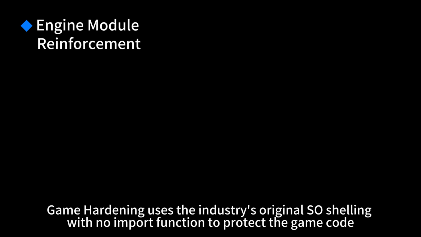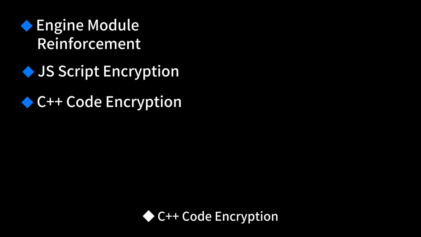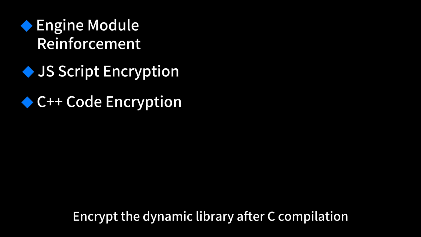Engine module reinforcement. Game hardening uses the industry's original SO shelling with no import function to protect the game code from being analyzed and prevent further operations by hackers. JS script encryption. Use a high-strength algorithm to encrypt JS scripts and prevent hacking scripts by hook. C++ code encryption. Encrypt the dynamic library after C++ compilation, and prevent it from being decompiled.